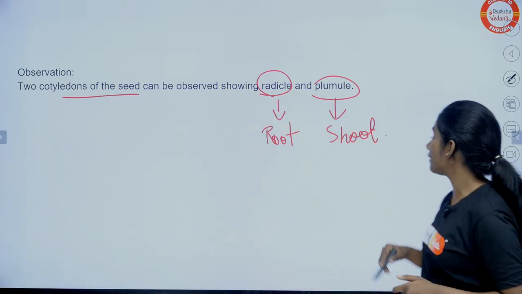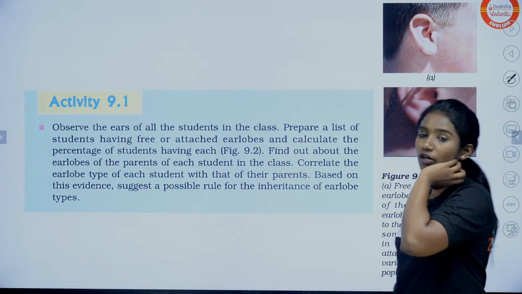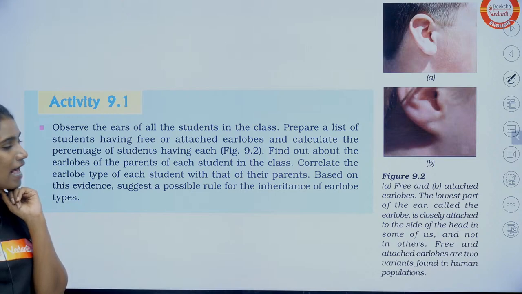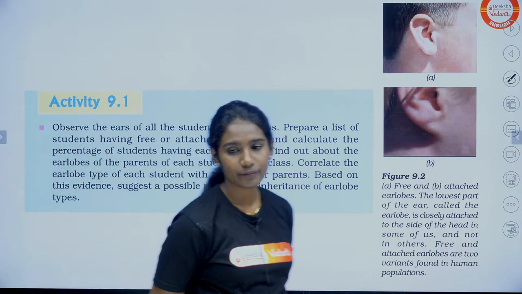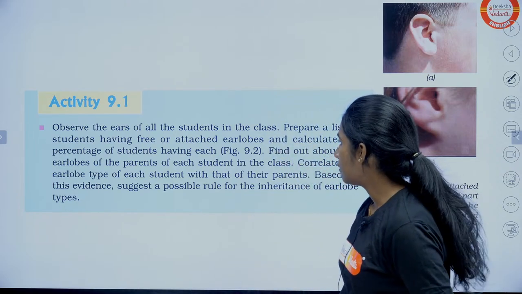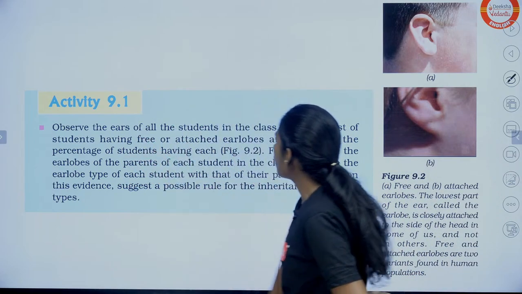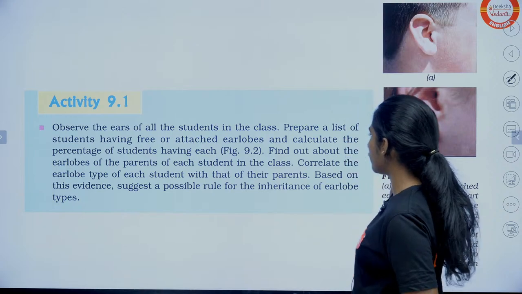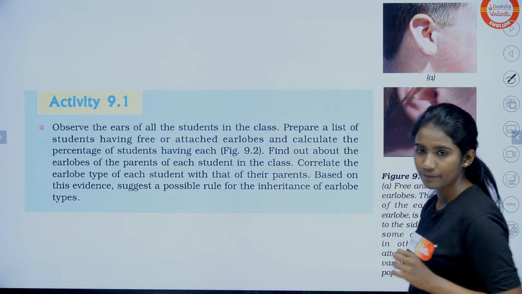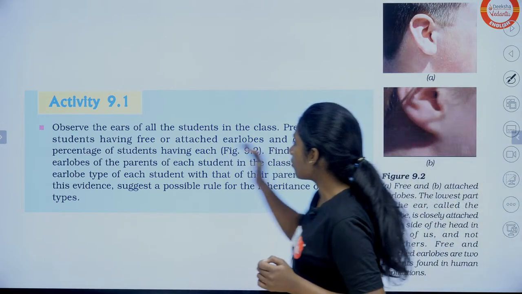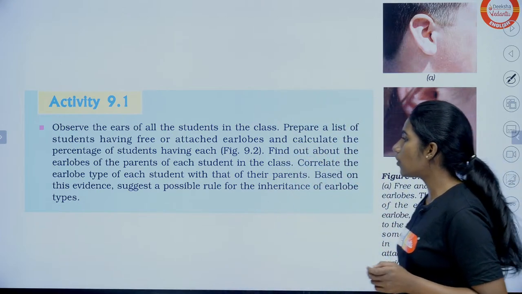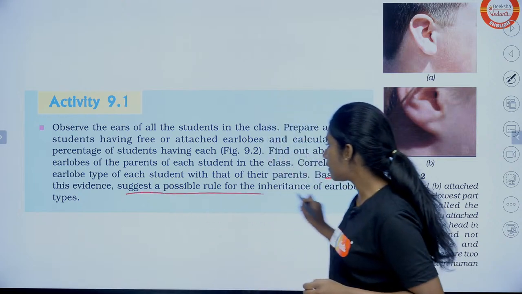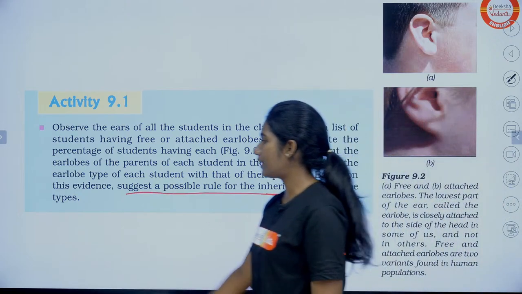So, I guess we are done with the activities from this chapter. Now, we are moving on to the heredity chapter. Already, I have explained this. There was a student, Lavanya, who was asking a doubt about attached earlobe and free earlobe. So, this activity is related to that. Okay. Observe the ears of all the students in the class. Then prepare a list of students having free and attached earlobes and calculate the percentage of students having each. Find out about the earlobes of the parents of each student in the class and correlate the earlobe type of each student with that of their parents. Based on this evidence, suggest the possible rule for inheritance of earlobe types.